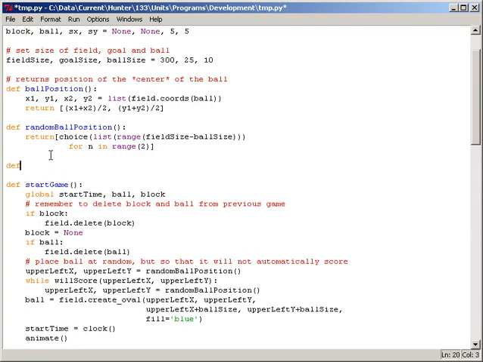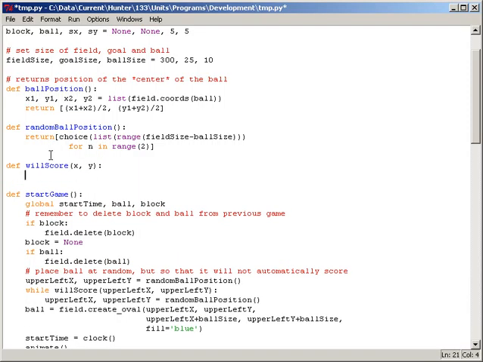Here, finally, is our definition of Will's score. It takes the horizontal and vertical position, finds the difference, and checks to see if that's bigger than some amount. The appropriate amount, we've just said, is the size of the field minus 2 times the size of the goal. This is almost correct, but we need 2 slight edits.